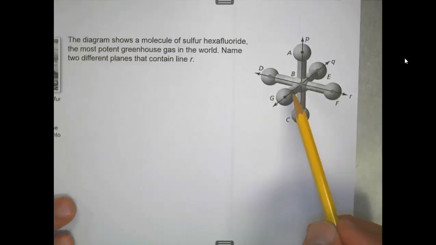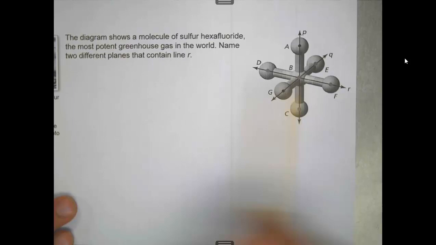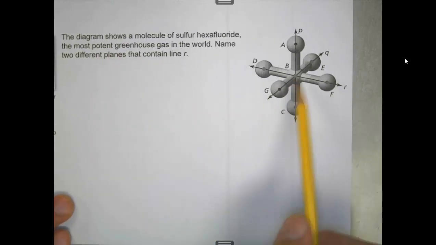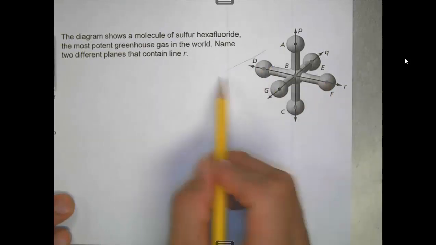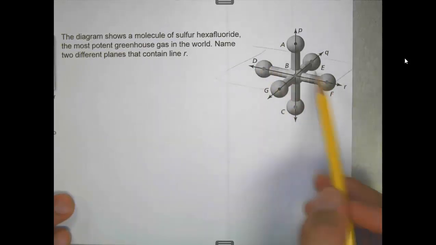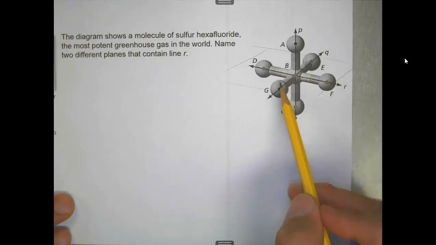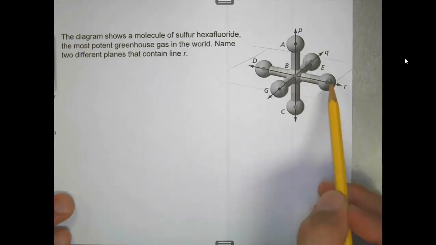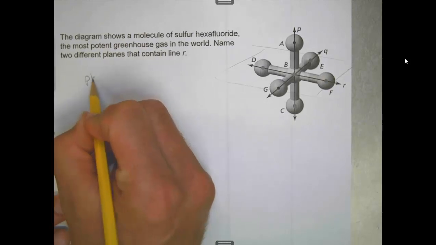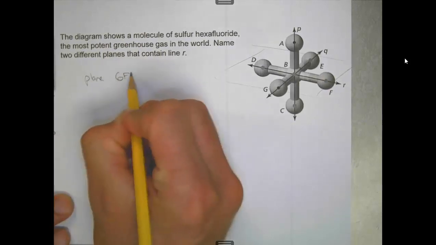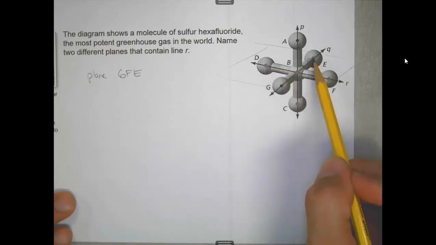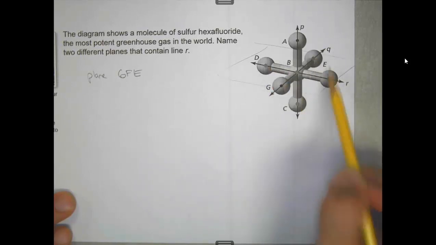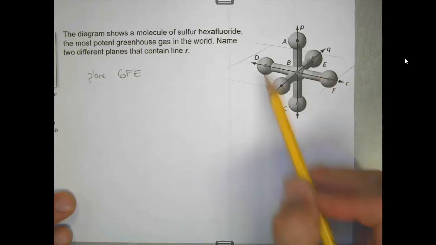But this is the molecule, and the question we're asked is a geometric question: name two different planes that contain line R. So here's line R right here, and I'm going to try to sketch a plane here just so you can visualize it. I'm talking about the horizontal plane that we can name with, like, G, F, and E, for example. So plane GFE. That's the horizontal plane. You can name it like DGE if you prefer. Any three non-collinear points you can name that plane with, but that's the horizontal plane.